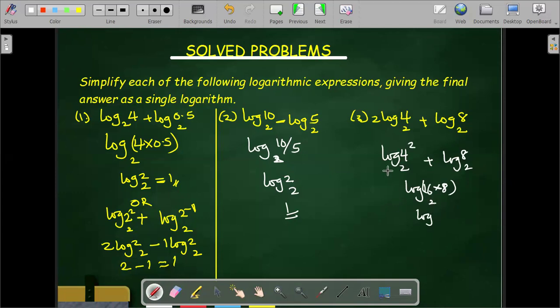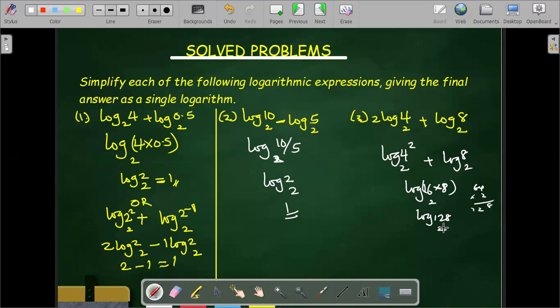So if you multiply 16 by 8, what do we have? 16 by 8 is the same as 8 by 8 times 2. That's 64 times 2, that's 128. So we have the logarithm of 128 to base 2.